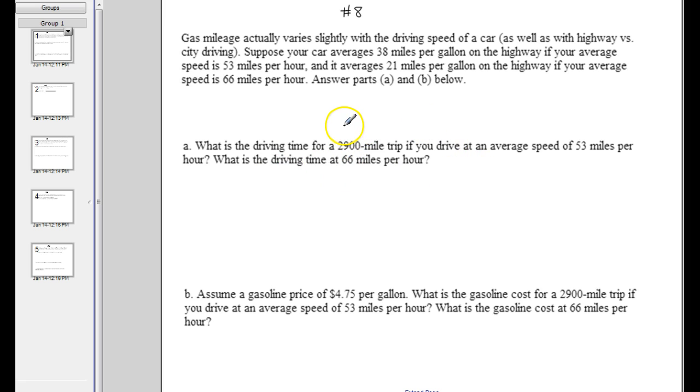Now remember, what we're dealing with in this first question is distance equals rate times time. So what's the driving time? We can solve for time by dividing both sides by rate, and we get time equals distance divided by rate. So what's the driving time for a 2,900 mile trip if you drive an average speed of 53 miles per hour? I'm going to take 2,900 and divide by 53.